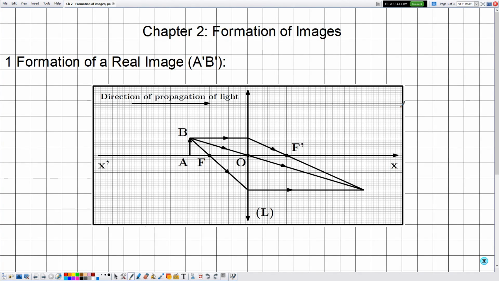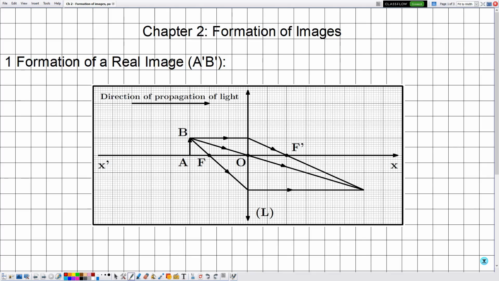In this one we are going to explain chapter 2 in the first unit, which is the unit of optics. The title of this chapter is Formation of Images. So basically in chapter 1 we have developed all the ingredients that will allow us to study the properties of lens and its image from a geometrical point of view. Then let's start by section 1, Formation of a real image.